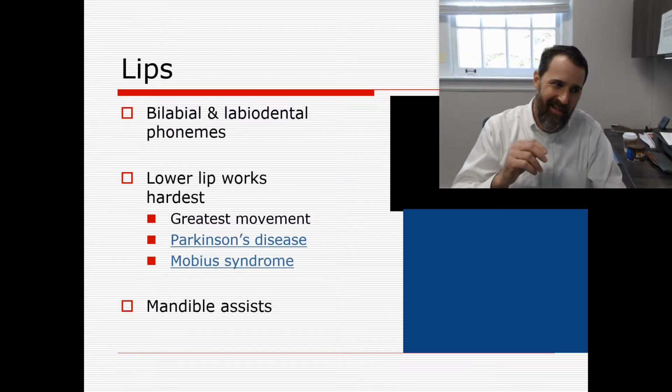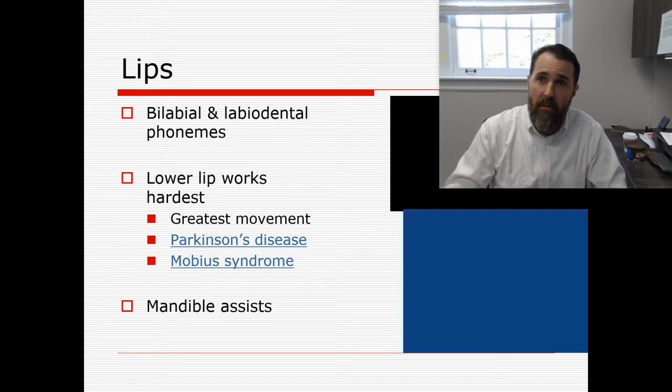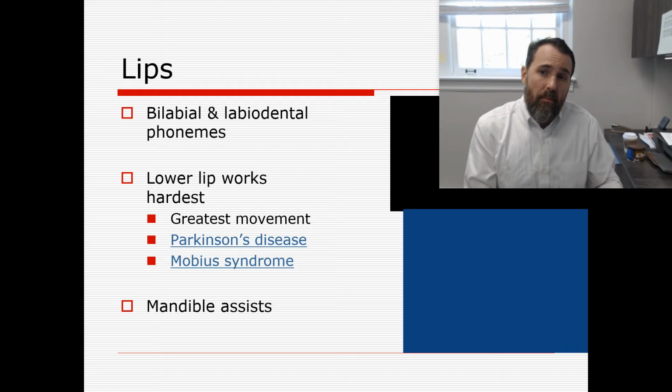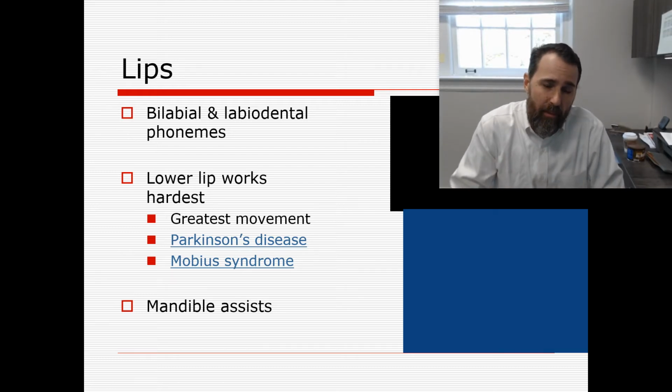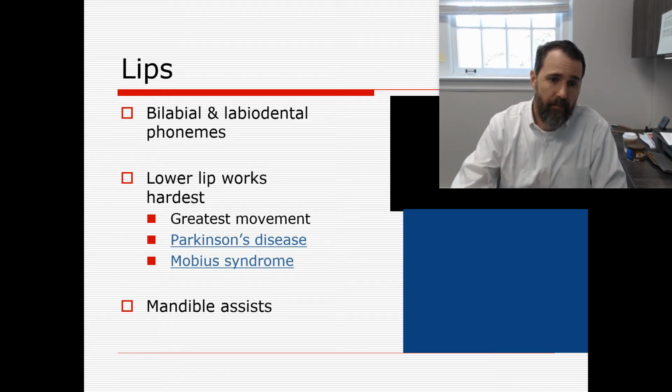So what you notice there is that the top lip really is not moving much at all. The bottom lip is maybe moving even more than usual to compensate for the lack of movement of the top lip, but the top lip's not moving, and yet his articulation is still within the realm of normal.